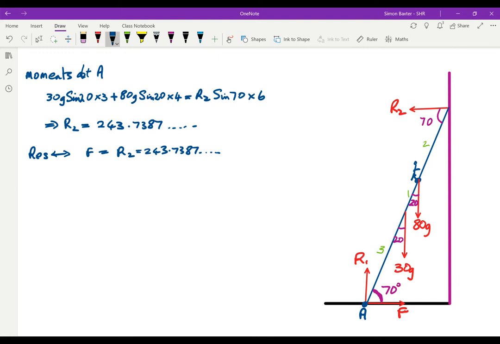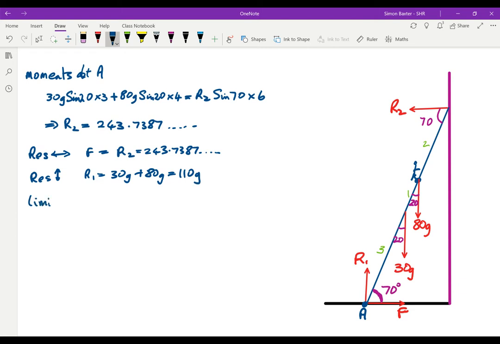Well, what happens if we resolve vertically? Forces have got to balance out. There's R1 acting upwards, 30g acting downwards, 80g acting downwards, nothing else. So we get R1 is equal to 30g plus 80g, which is 110g.